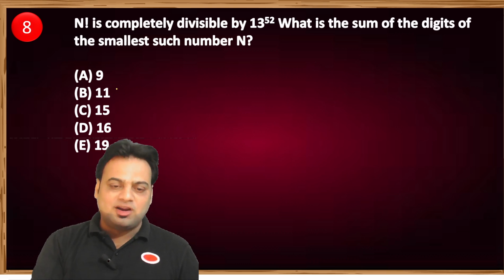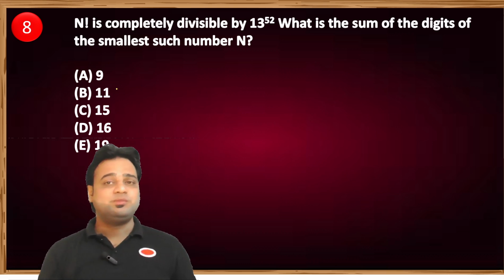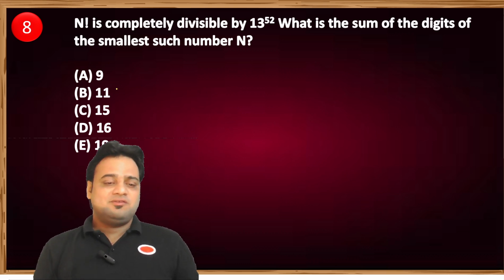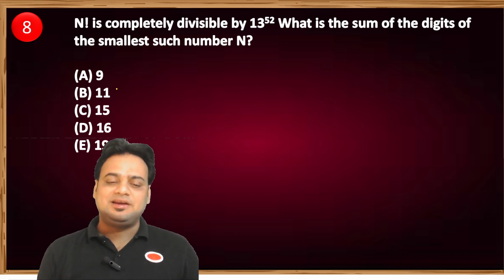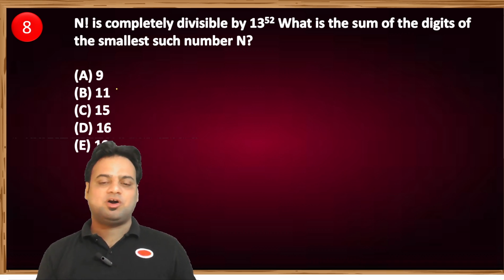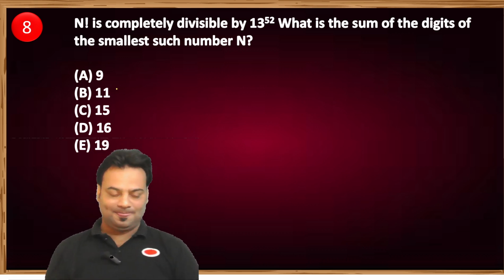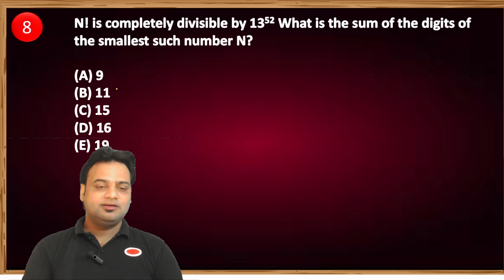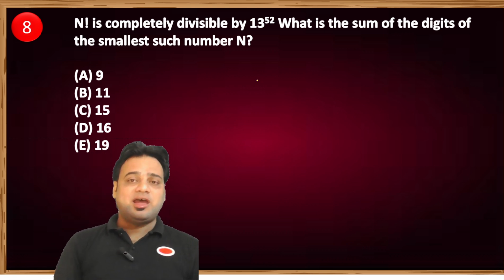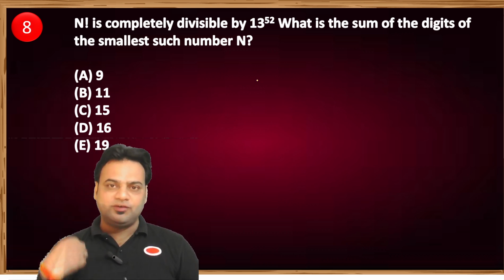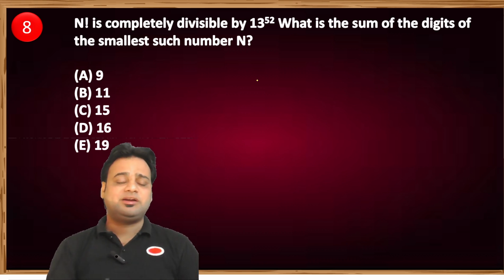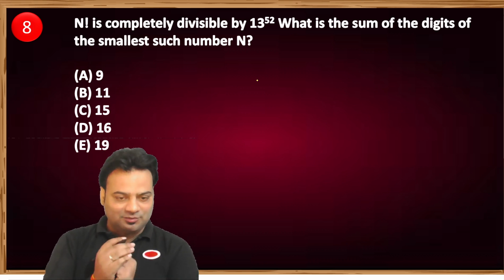Let us move to the next question. This question is also based on the same property. Factorial n is completely divisible by 13 to the power 52. What is the sum of the digits of the smallest such number n? So the question is that factorial n is divisible by 13 to the power 52.